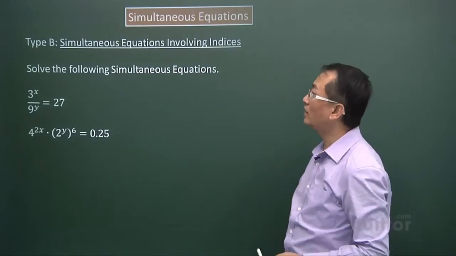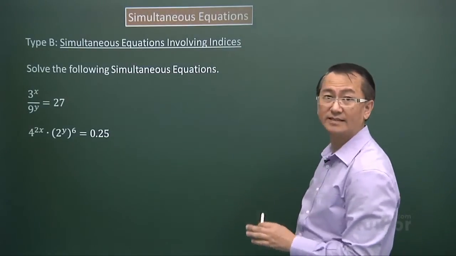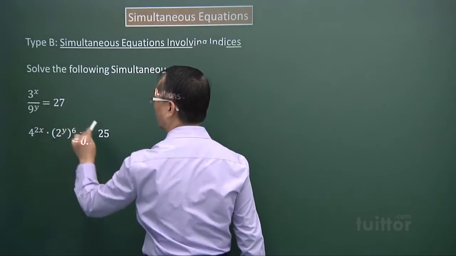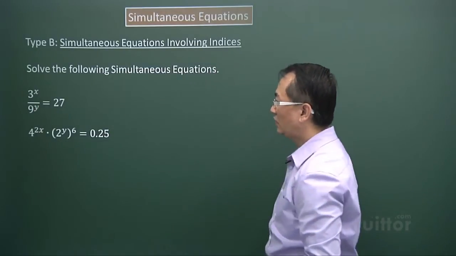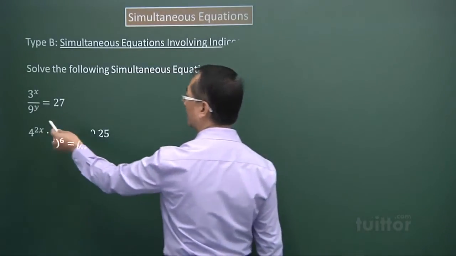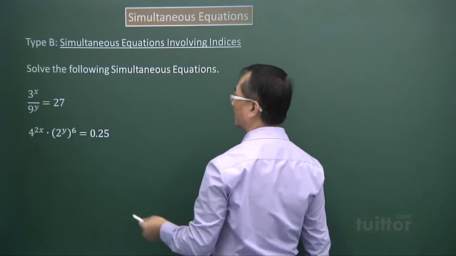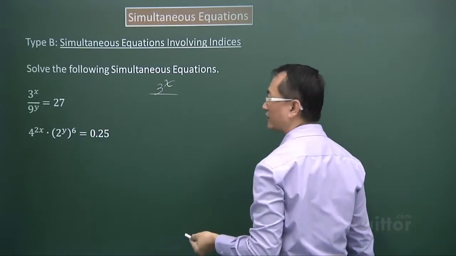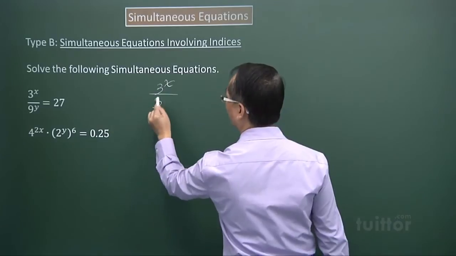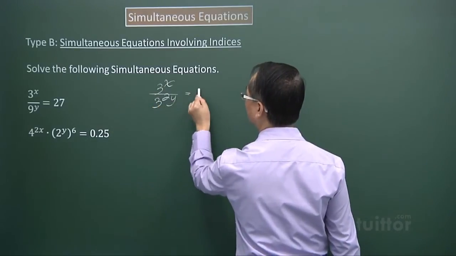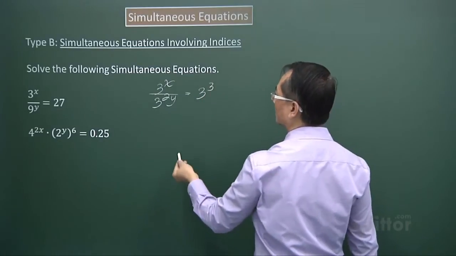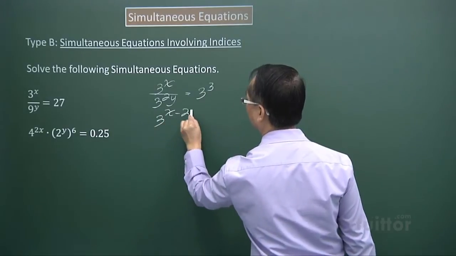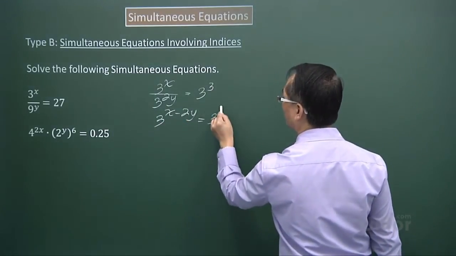For part B, we are looking at simultaneous equation involving indices. By that, we are talking about this sort of equations. But you can see that we can make the basis the same. Like in the first equation, I can make 9, 3 squared. So I have 3 to the power of 2y. And 27 is just 3 to the power of 3. So using the index rule, I have 3 to the power of x minus 2y is equals to 3 to the power of 3.